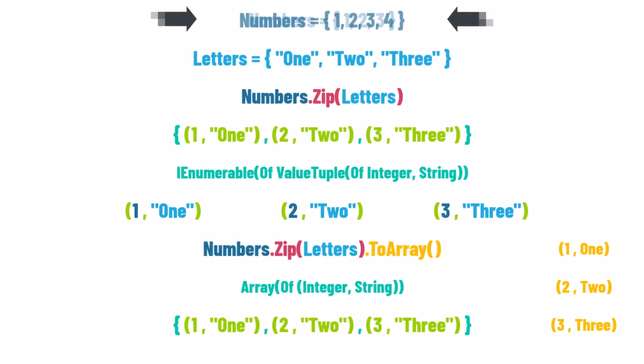Suppose the first array contains a new number. Now, we have more elements in the first array than the second one. The result in this case will be exactly the same as the old one.